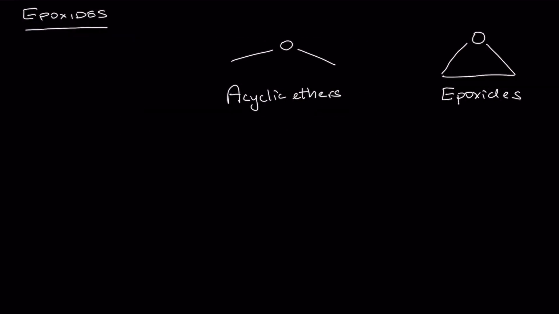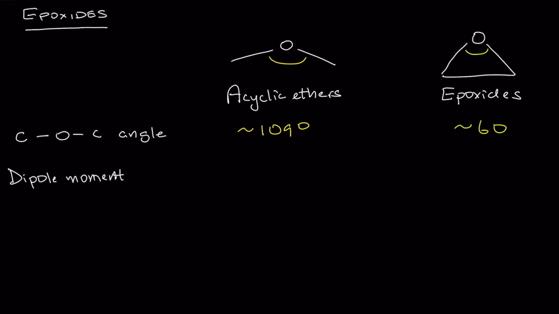So as opposed to the acyclic ethers that we've learned in the past, epoxides are in a ring, and they're specifically in a three-membered ring. And this is actually the cause of the fundamental difference between epoxides and the rest of your ethers. So if we start with the carbon-oxygen angle, that angle should be around 109 degrees for your acyclic ethers, given that's an sp3 carbon. But in your epoxide, you're now in a three-membered ring, and so you are compressing that angle to approximately 60 degrees. Now let's see how this affects the electronics around epoxides.